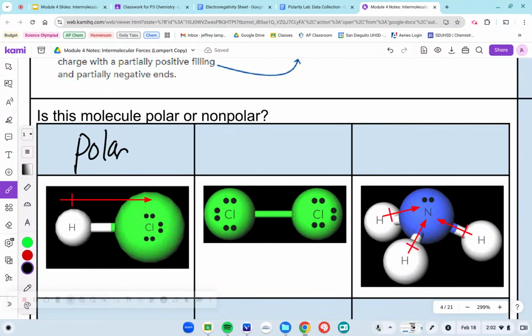Now, for the next one, for Cl2, is this bond polar if we have a bond between Cl and Cl? No, right? We subtract the electronegativities, we get 0. So if the bond is not polar, you can't have a polar molecule. This is where chemistry gets a little confusing. If you only have nonpolar bonds, your molecule will be nonpolar. If you have polar bonds, you have to check to see if it's a polar molecule. So this one, since there are no polar bonds, we get a nonpolar molecule.